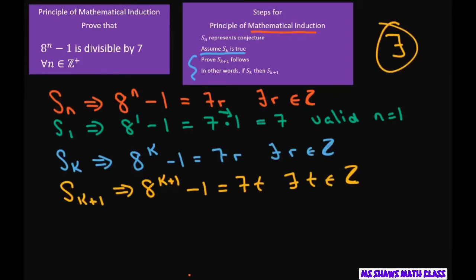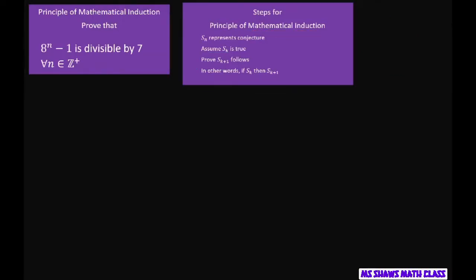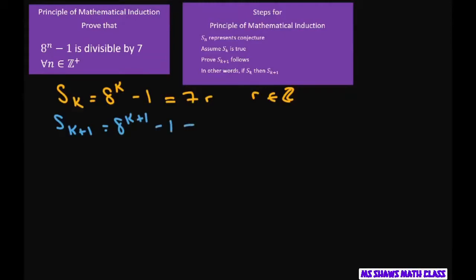Alright, so now all we have to do is prove this, and I'm going to go ahead and write them out again. So S sub k: 8 to the k minus 1 equals 7r, where r is an integer, and then our next one, S sub k plus 1, and this one's a t, for some integer t. Alright, now how we're going to do it is we're going to start with this one, and we want to end up making it look like S sub k plus 1.